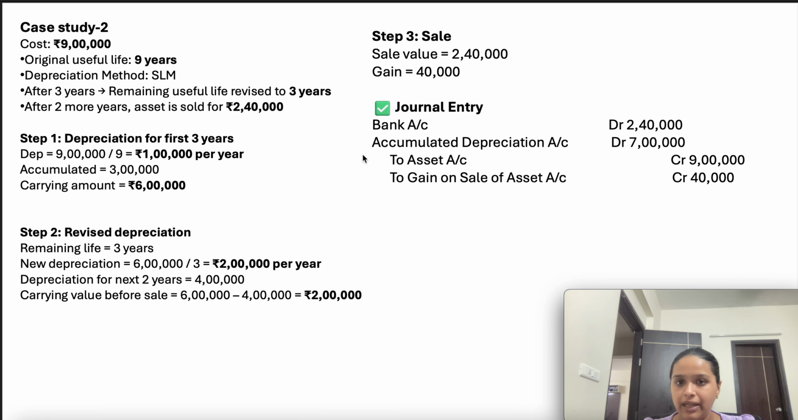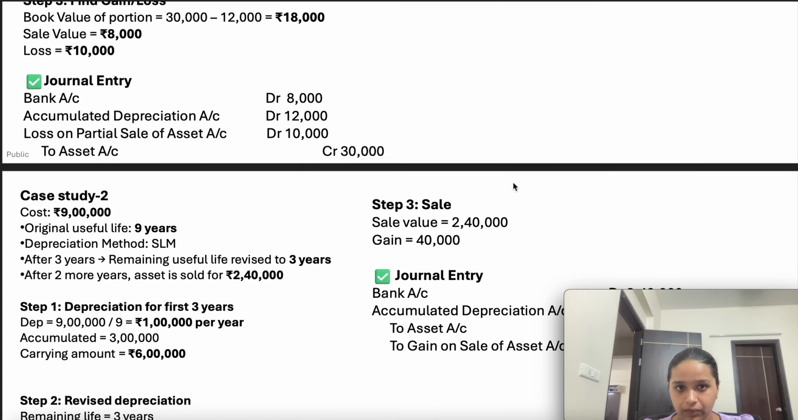So in that case the asset account is credited by 9 lakhs, accumulated depreciation debited by 7 lakhs, because in the first 3 years we charged depreciation of 3 lakhs, and in the other 2 years we charged depreciation of 4 lakhs. It means 7 lakhs total we have charged, and bank account debit by 2 lakh 40,000, and the rest is our gain of 40,000.